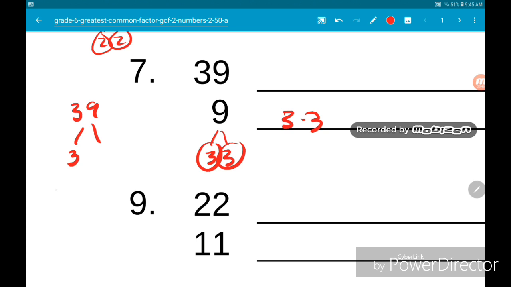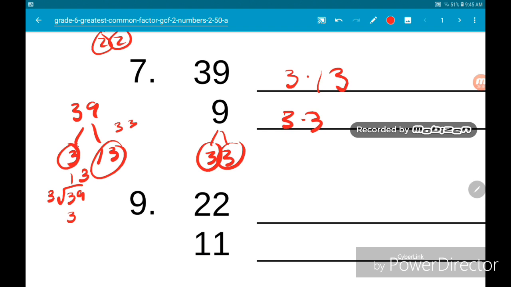How many times does 3 go into 39? 3 and 13. 3 is prime. 13 is prime. So it's 3 and 13. 3 times 13 gives you 39.